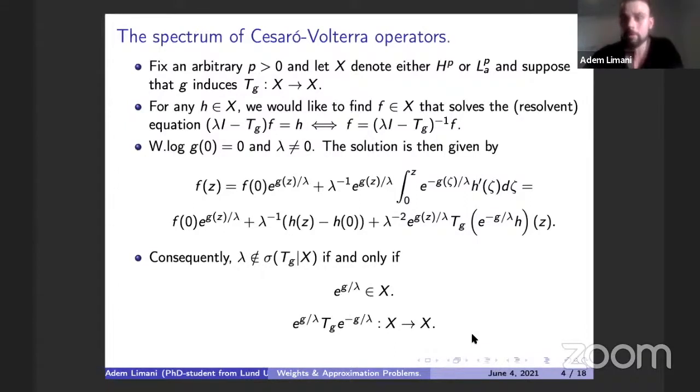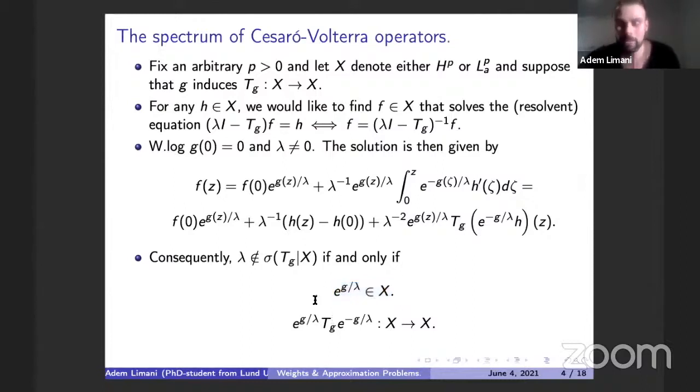And this works in general. I haven't really used anything about Hardy space or Bergman space, it's just pointwise things. The point here is that for a long time, people had the conjecture that the spectrum of this operator should be the closure of the lambdas such that e to the g over lambda is in X.